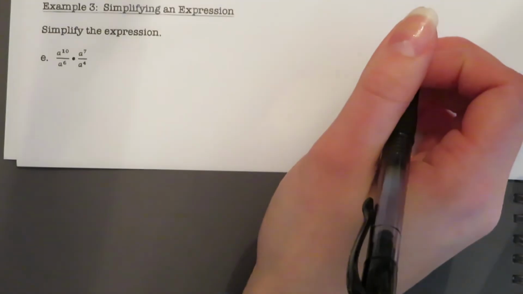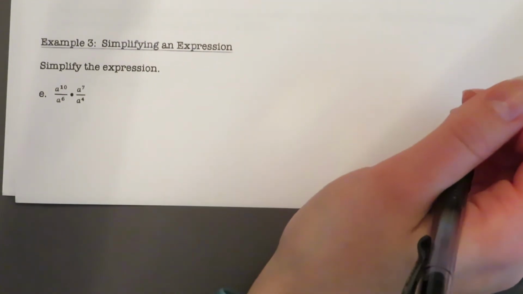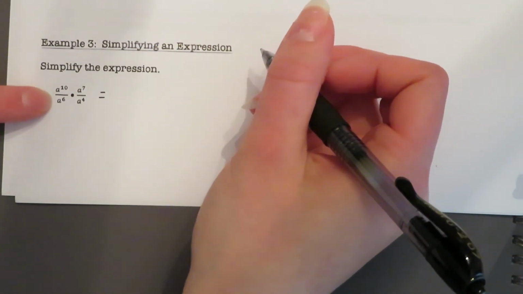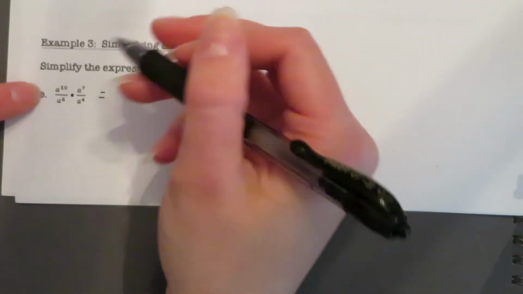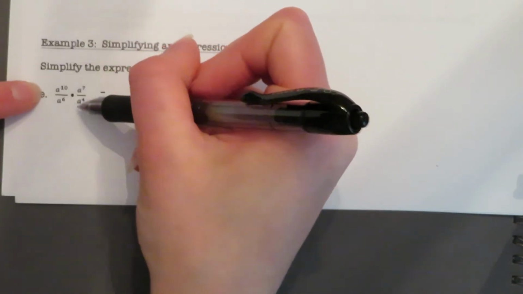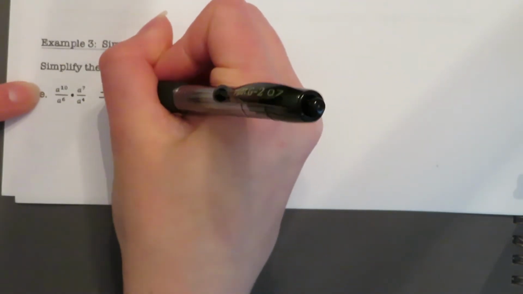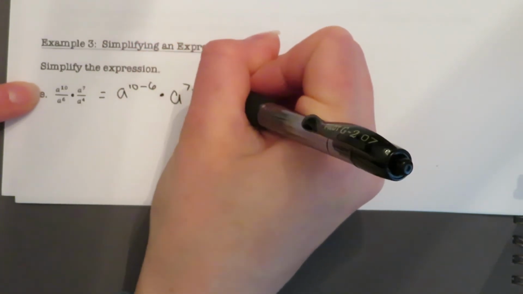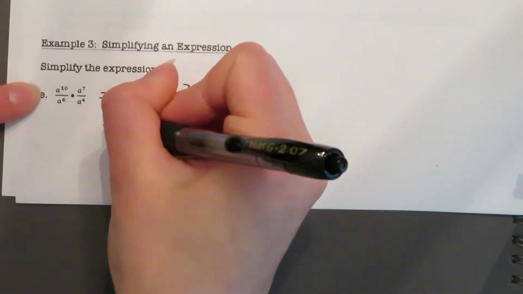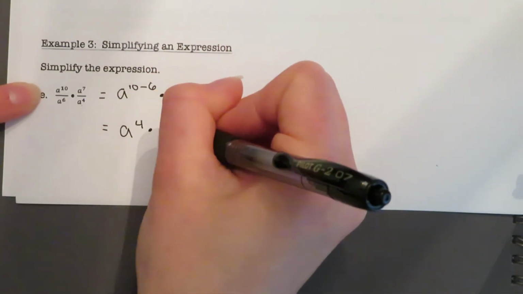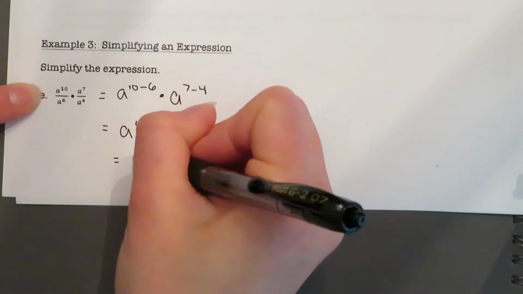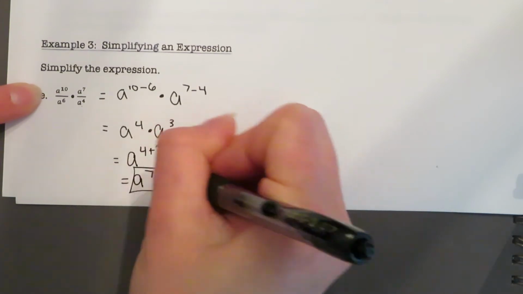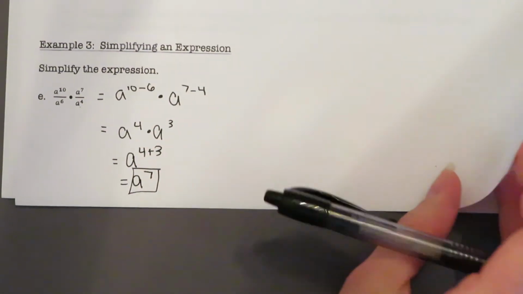Example 3, we're going to simplify the expression. This one has multiple steps. Personally, I'm going to do my subtraction and then add my exponents. You could add across and then subtract, it's up to you. But I'm going to do a to the 10th minus 6 times a to the 7th minus 4. That's going to equal a to the 4th times a to the 3rd, which is a to the 4th plus 3, which then gives you a to the 7th power as your total answer.